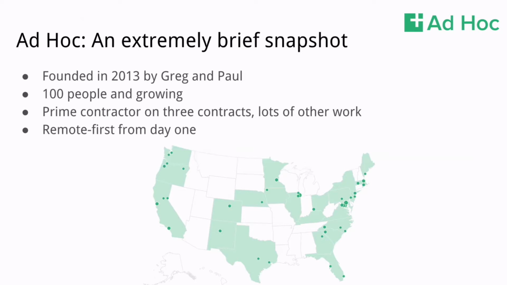We're remote first from day one, and down here there's a map of where we are in the country. This is actually outdated by a few months. I think we've added a few more states since I put this up. But the requirement is that you live and work in the United States and have the permission to do so.